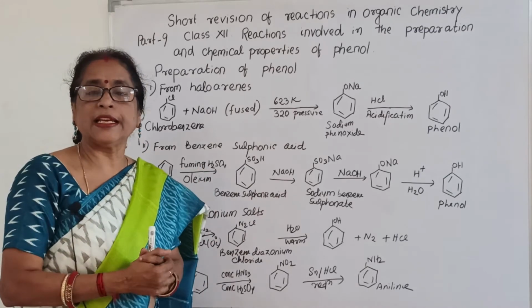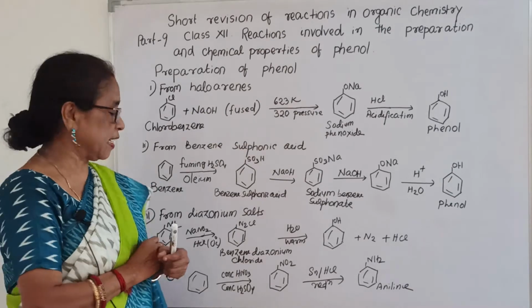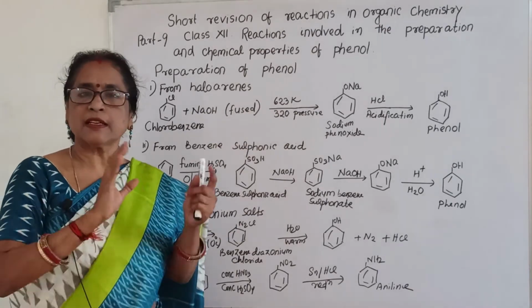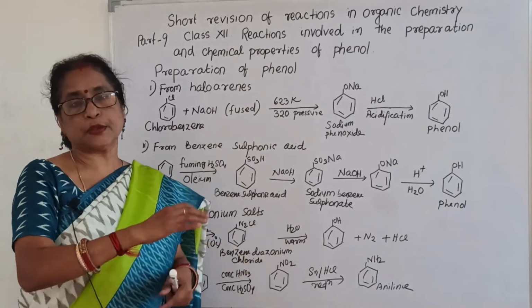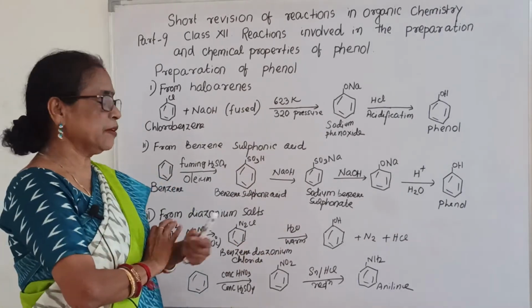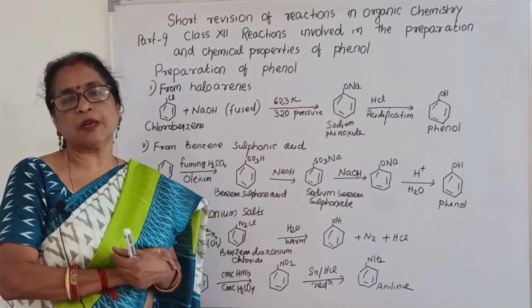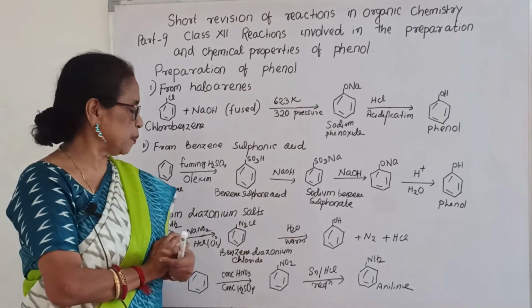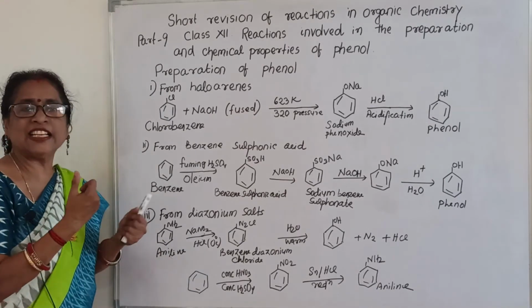You take aniline with NaNO2 and HCl at a temperature of 0 degrees centigrade, and it gives benzene diazonium chloride. When you heat benzene diazonium chloride with water, that is, in warm conditions, it gives phenol. Then the question is, how can you get aniline easily?